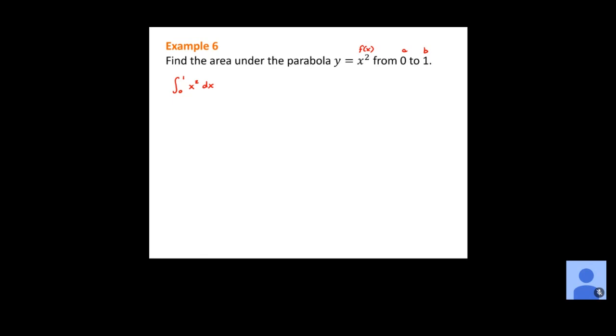All right. Now that we have our integral set up, what can we do next? Now we can take the antiderivative, right? Because that's our shortcut to evaluate this integral. What's our antiderivative going to be this time?